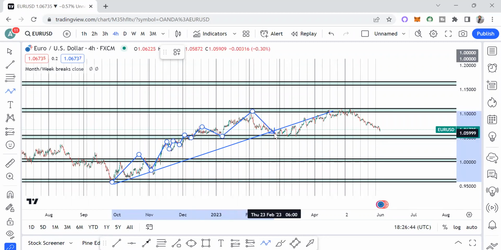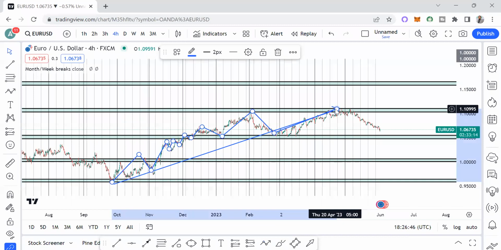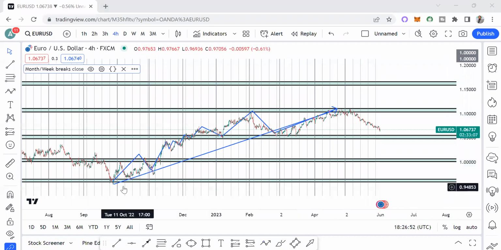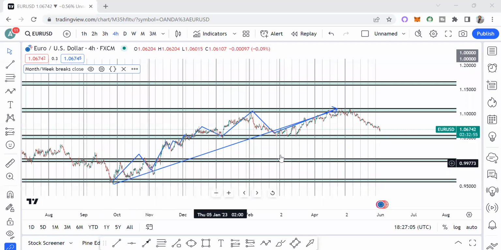But then ultimately, price did what? Price went up, right? Price went all the way up. So you can see that price kept bouncing on this trend line. But ultimately, if you look at it, price kept going up, right? That is on the 4-hour time frame.